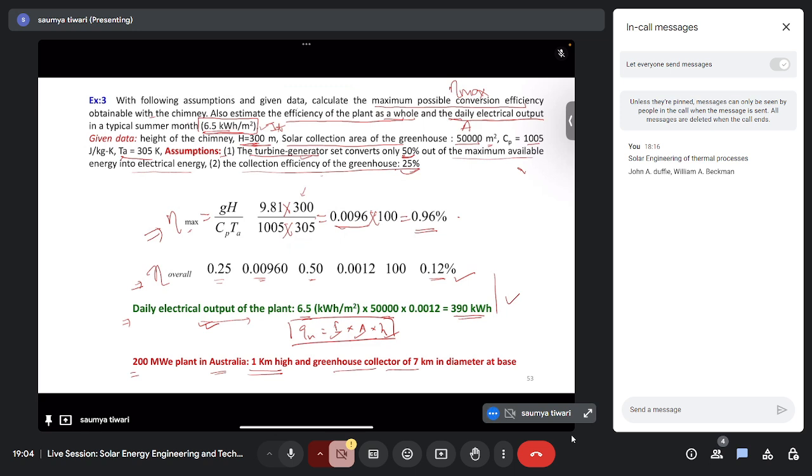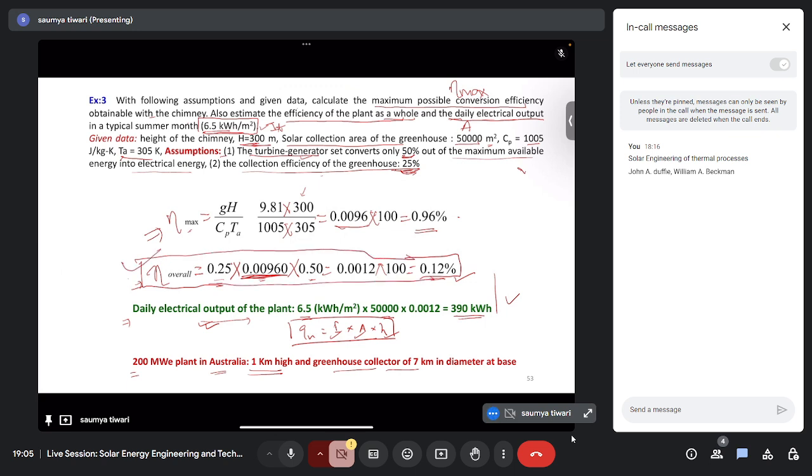So the overall conversion efficiency will be, basically, this is the value that we got, the maximum value, but only 50%. 25% is actually the collection efficiency of the greenhouse, and 50% is for the turbine generator set. So your value will be 0.0012, and if you want to calculate it as a percentage, it will be only 0.12%. So the actual overall efficiency of the whole plant will be 0.12%.